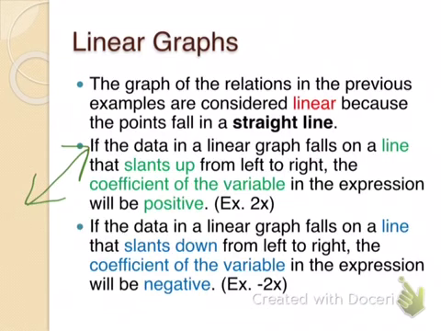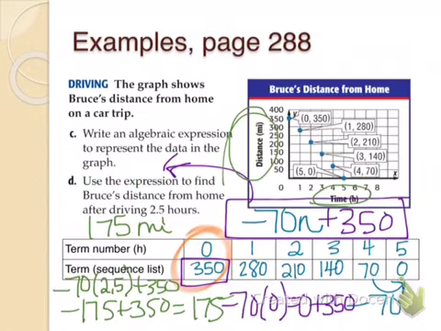All right, the last one, if the data in a linear graph falls on a line that slants down, so that means it's going to be falling from left to right, then the coefficient of the variable is going to be negative. So an example of that would be like negative 2x. If we go back and look here at this last example, you can see that those points are falling. And if you look in front of the variable, it is a negative 70, as it should be because that line is going down or decreasing. So the coefficient is negative. I know my points are going to go down. So that's kind of a way you can check.